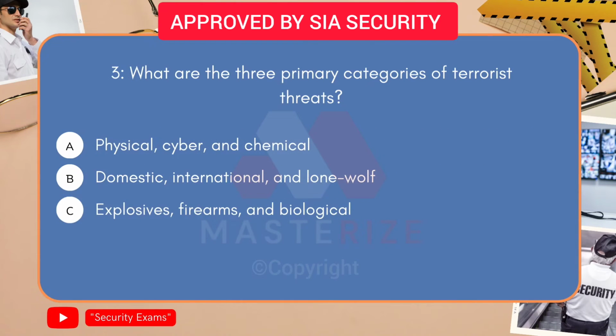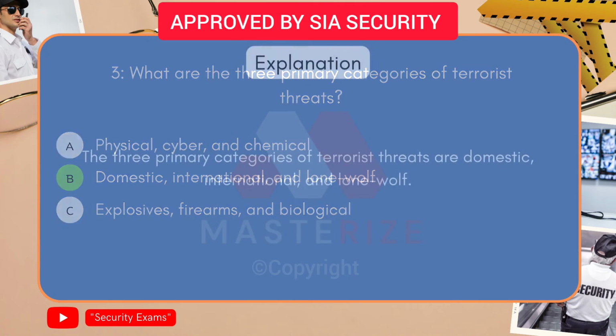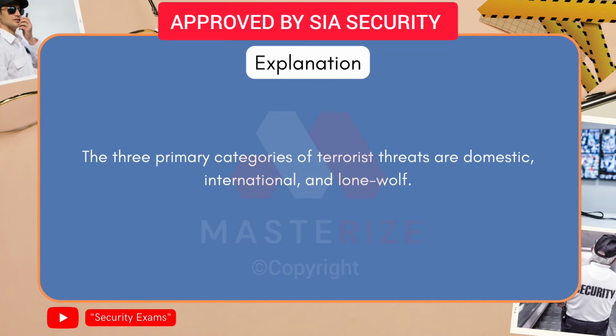What are the three primary categories of terrorist threats? Physical, cyber, and chemical; domestic, international, and lone wolf; explosives, firearms, and biological. Answer: domestic, international, and lone wolf. Explanation: the three primary categories of terrorist threats are domestic, international, and lone wolf.